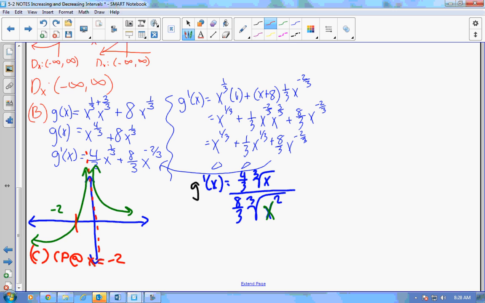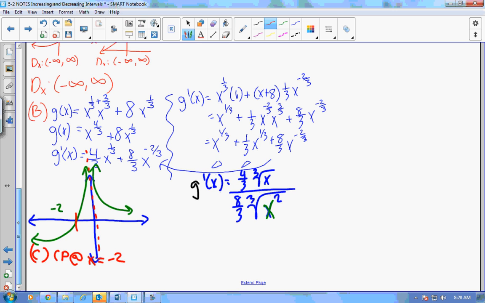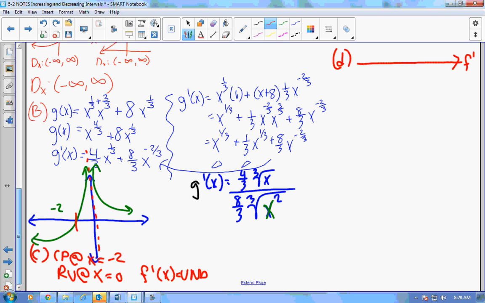Okay, restricted value at x equals 0, because f prime of x is undefined. Right there. Now we're going to draw a number line for f prime. And we have to mark on our number line our critical points and our restricted values, because something happens at these.